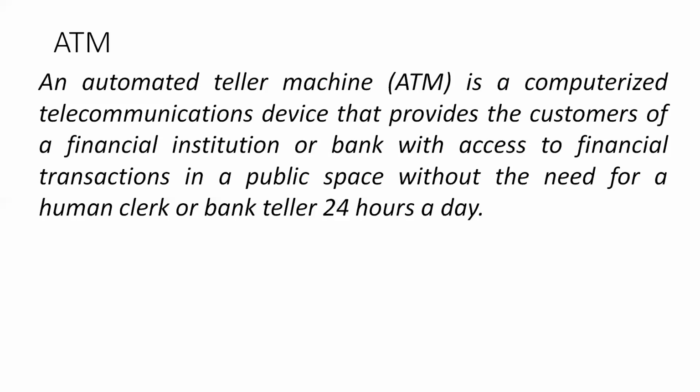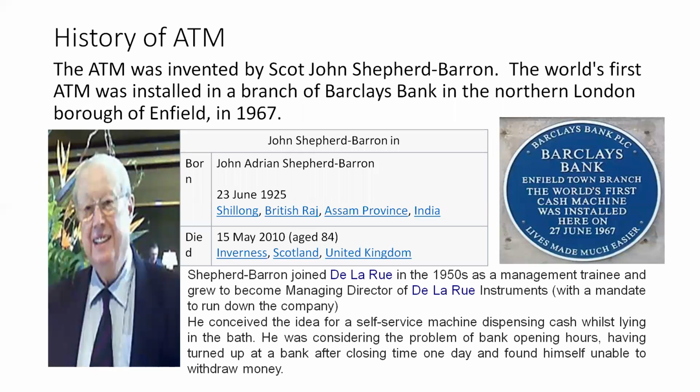So the machine is providing the services of a human clerk or a bank teller, and the service is available 24 by 7, even in the night also. If the customer is in need of money, he can go to ATMs and collect the money. So the banking services today are not restricted to banking timings. It is provided for the convenience of the customers at all times. So what is the history of the ATM machine, how did it come into existence?